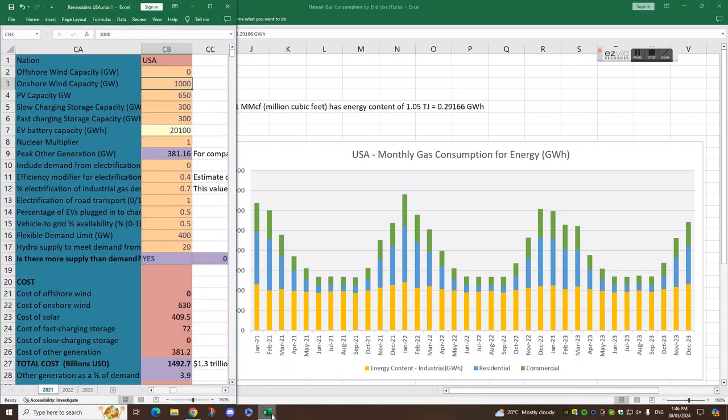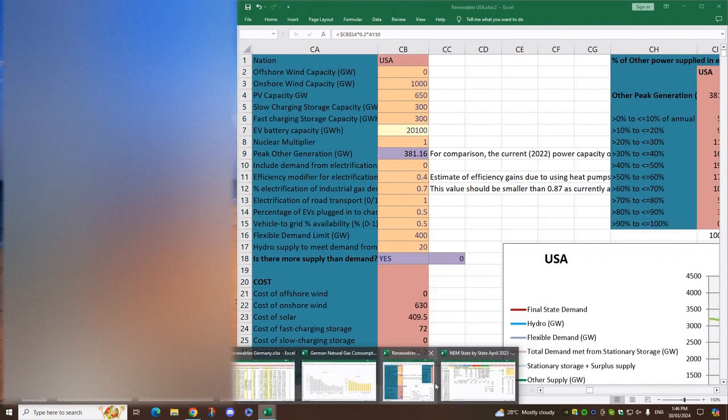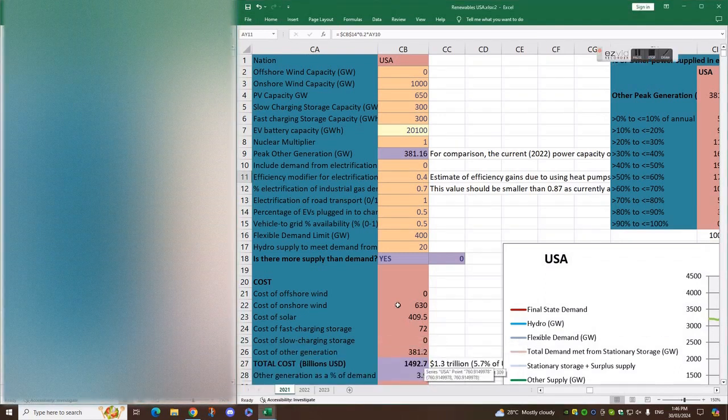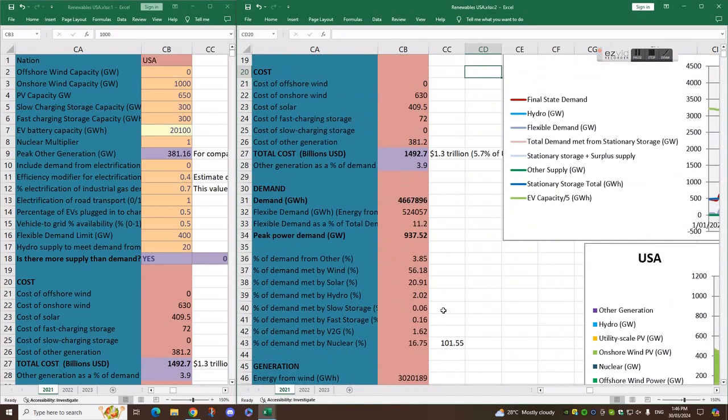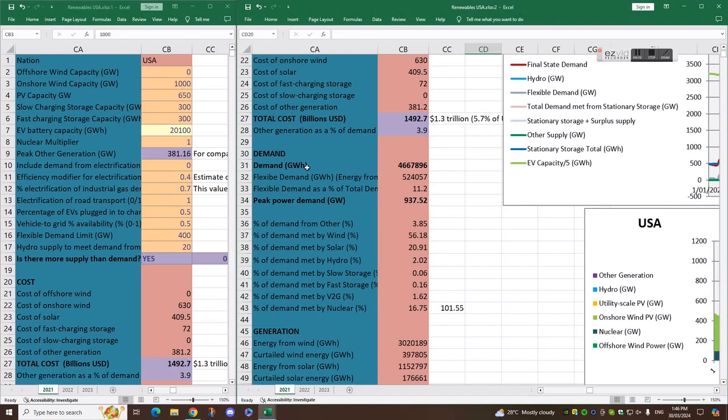Okay, so back to the spreadsheet. Here it is. So, to include this in the supply is similar to the road transport. You go to the cell here where it currently has 0, that means we're not including electrification of those gas supplies, and you set it to anything other than 0. I'm going to set it to 1 and we'll see what happens to demand.